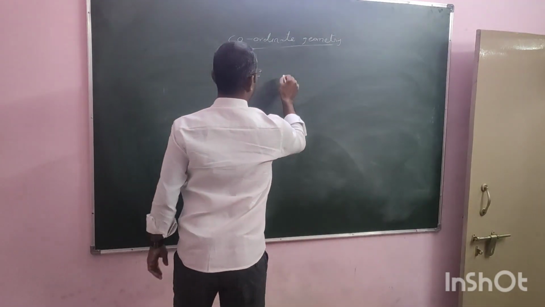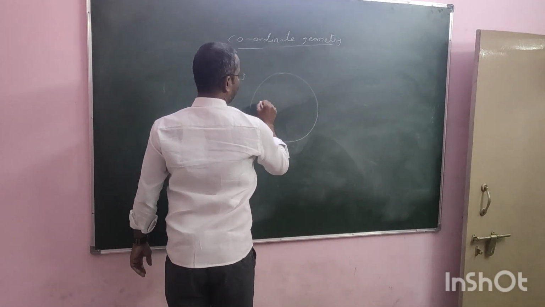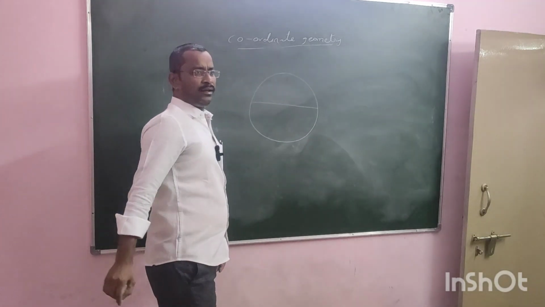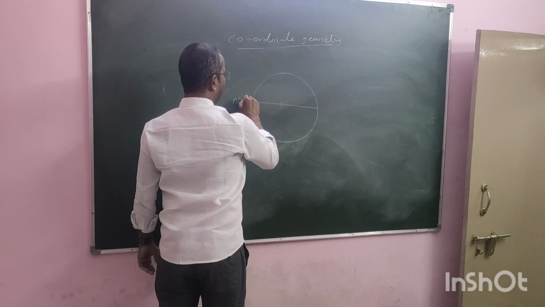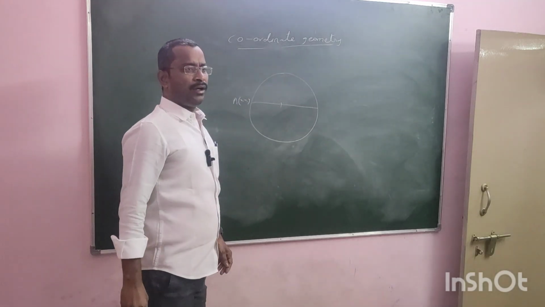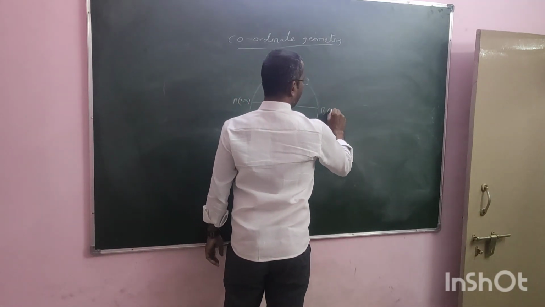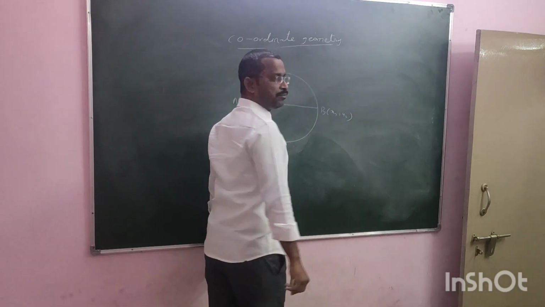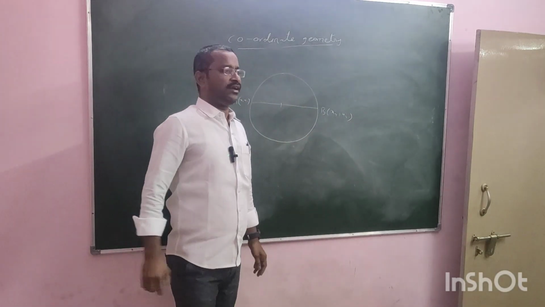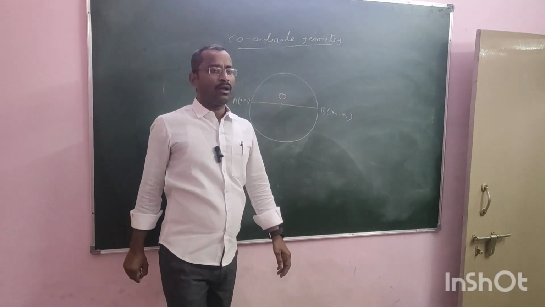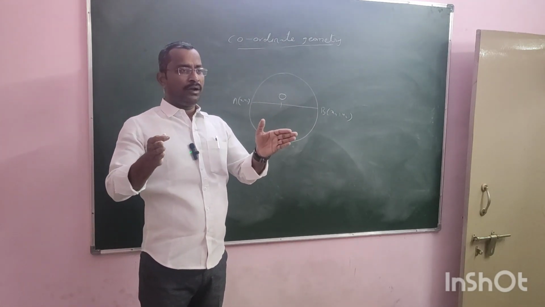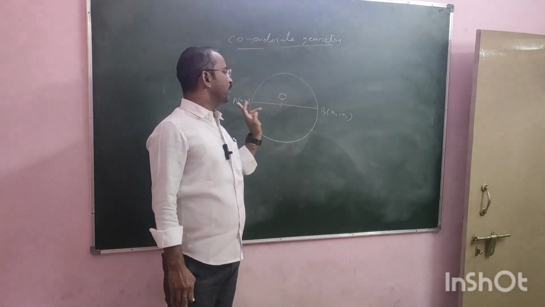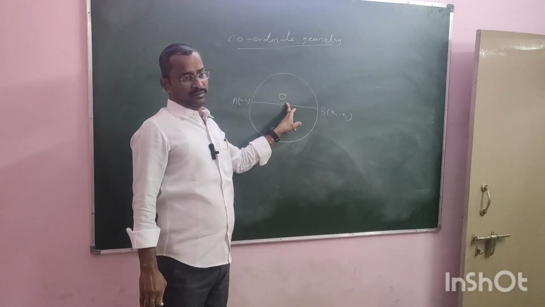If you take this as your circle, an important question they repeatedly ask: he will give you one end of the diameter, say A as x1 comma y1. The other end will be given as x2 comma y2. Now he will ask you to find the center, say O. The center is always the midpoint of a diameter. It means what you need to do is find the midpoint of AB, and you will get this.